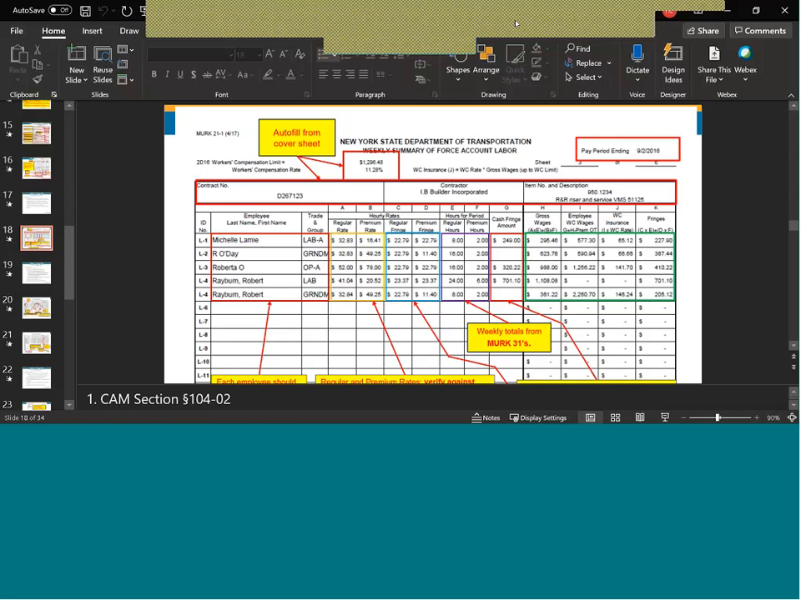I can't see that the department as a rule is going to dictate to the contractor that they can't put workers on force account at the end of the week if they're already into overtime status or excessive workers' comp status.